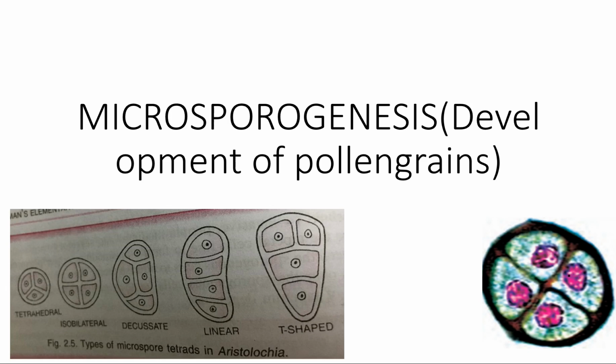Good morning, students. Till now, we have studied the structure of stamen and microsporangium, and now we are learning about microsporogenesis, that is, development of pollen grains. So, till now, we have studied that the mature anther has four layers: outermost is the epidermis, then endothecium, middle layers, and tapetum. And the function of tapetum we have learned in the previous slide.